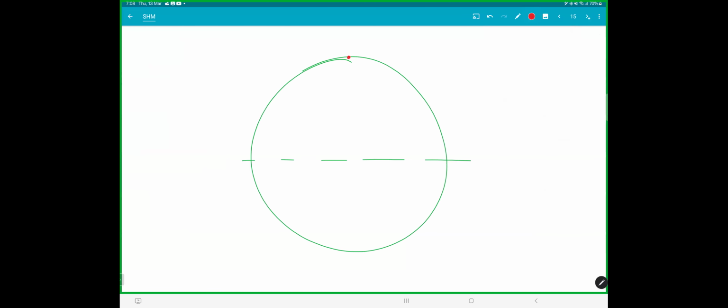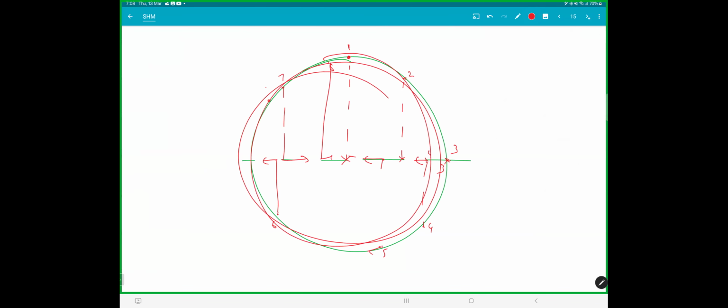When the particle was here, the shadow was here. When the particle was here, the shadow was here. When the particle was here, shadow is here and going back. When the particle is here, the shadow is going back. So as this guy goes in a circle, here the shadow is going left and right.